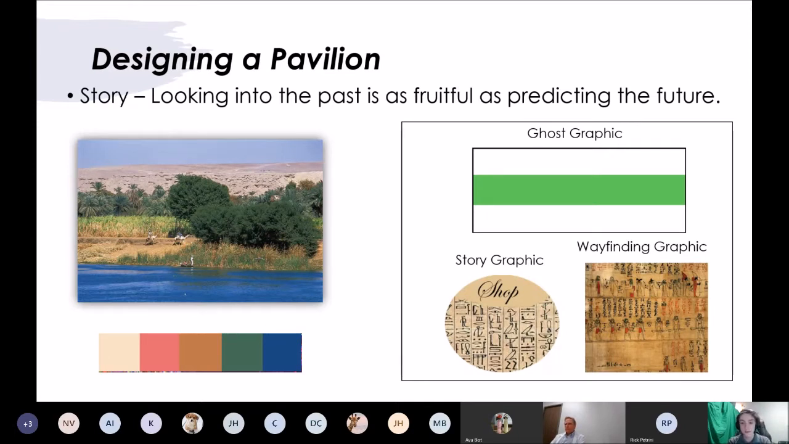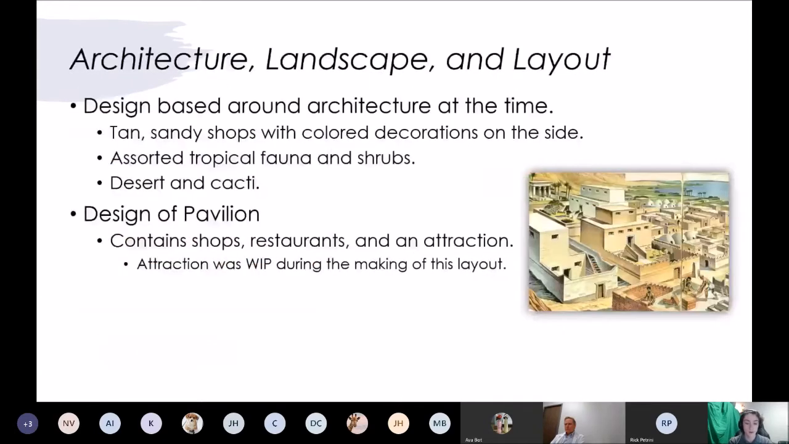And it would fit into the theme of the land. So the architecture of the pavilion would be based around architecture back then. Buildings would often be tanned, sand-colored, with decorations put on their edges and their sides. The fauna of the land would mostly consist of tropical foliage, shrubs, and many types of trees, such as date palms and even some deciduous trees. There would also be desert and cacti there.